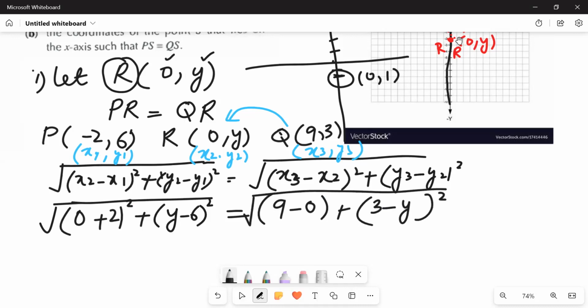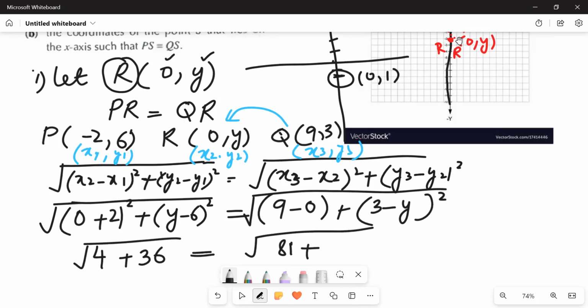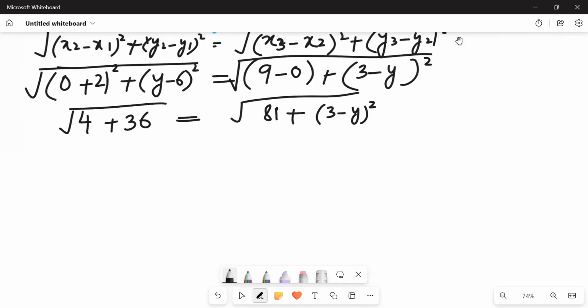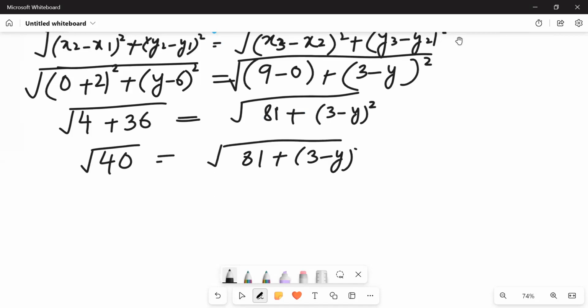And take the square root of this. It will be 4. This will be 36. Okay, this is 81, and this one will be (3 minus y) square. Okay, this is 40 plus (3 minus y) square. For removing the square root sign, we will take the square on both sides.